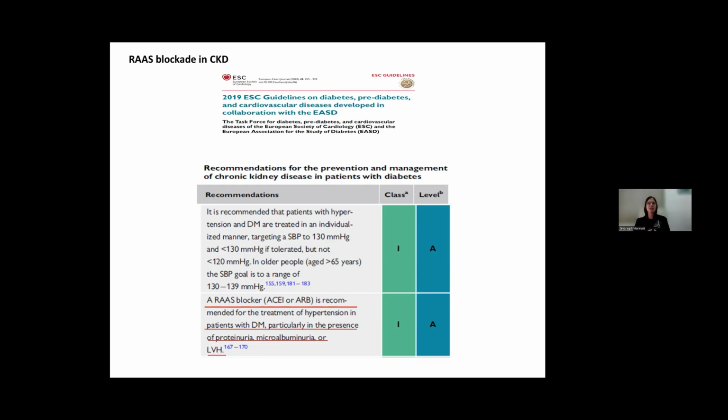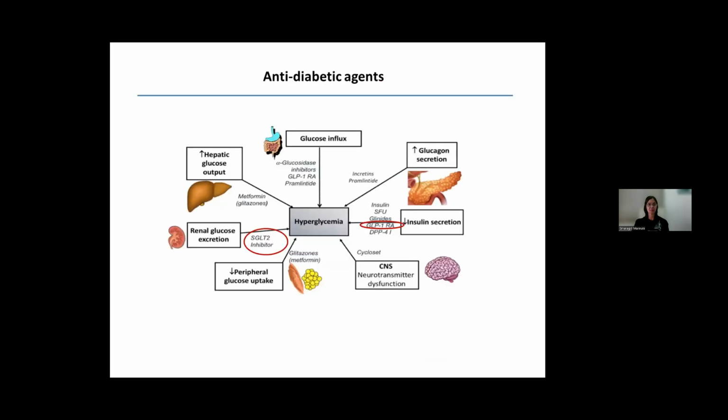There is no single patient treated by a diabetologist, a cardiologist, or a nephrologist that can tolerate and has no contraindication and does not take one of those inhibitors.